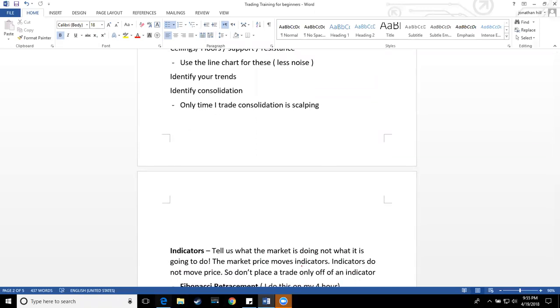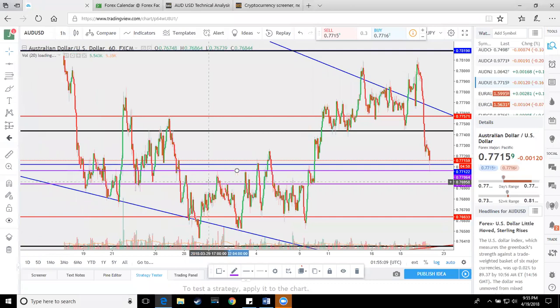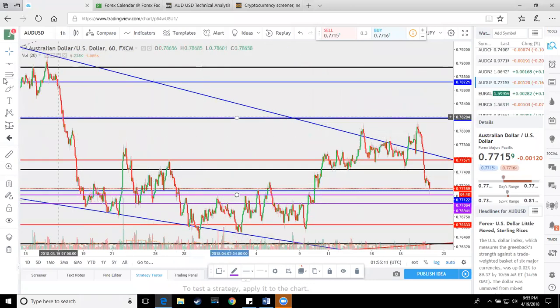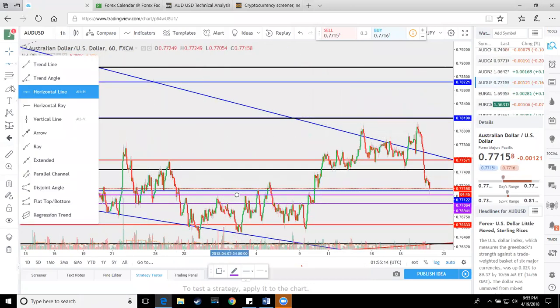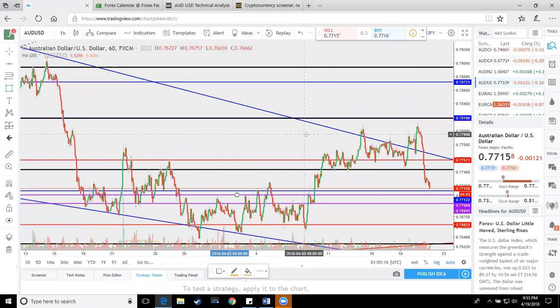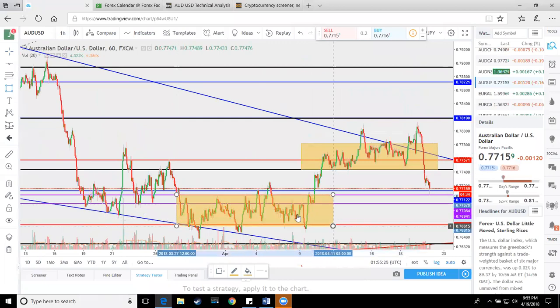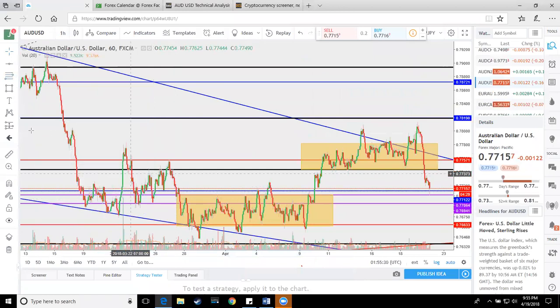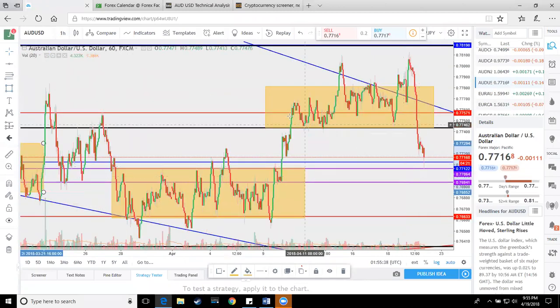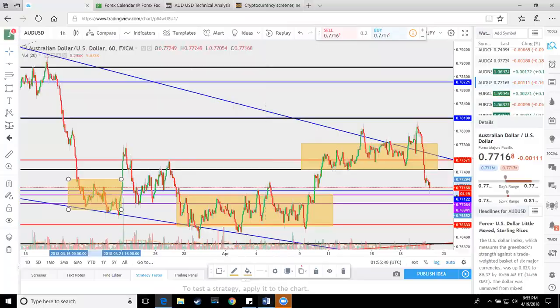So, okay, let me identify consolidation for you guys. On an hourly chart, this is what consolidation looks like. This right here would be consolidation. Price is moving in a sideways motion. This right here is consolidation. Price is moving in a sideways motion. Consolidation, breakout. So those are all consolidation zones.